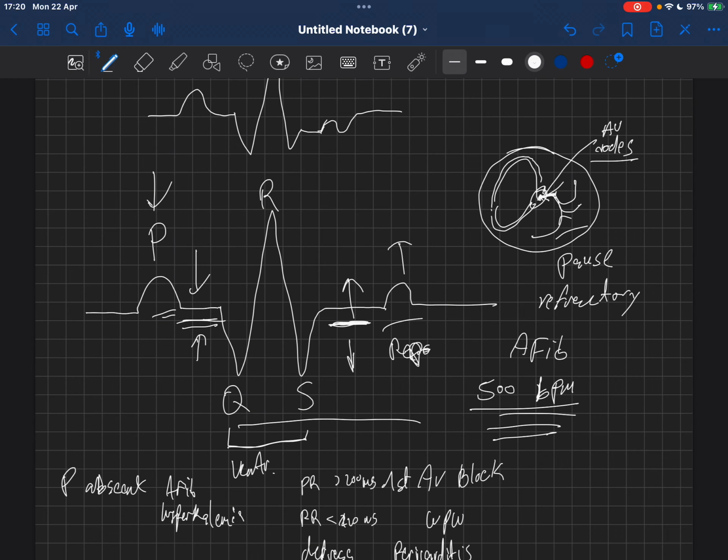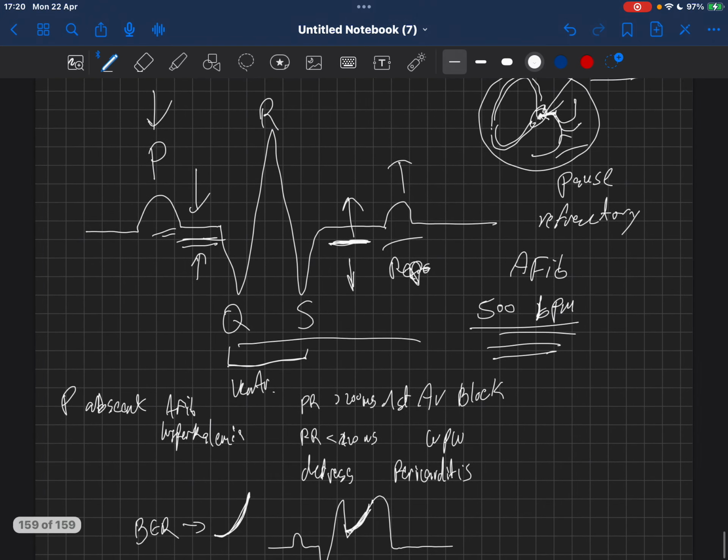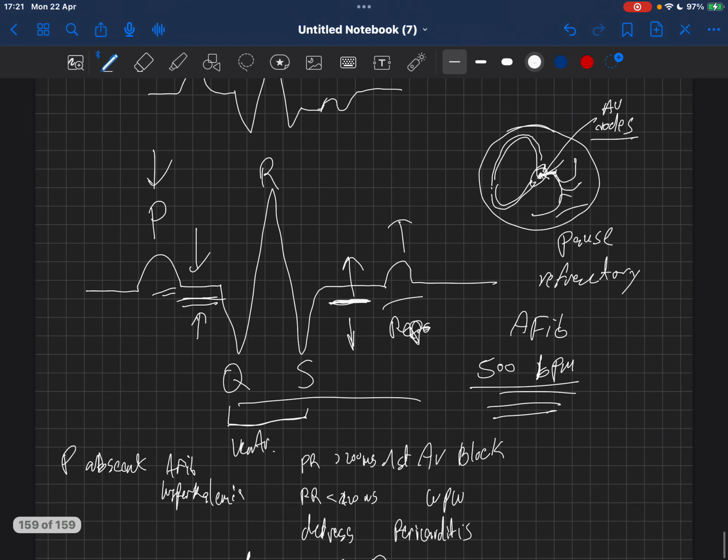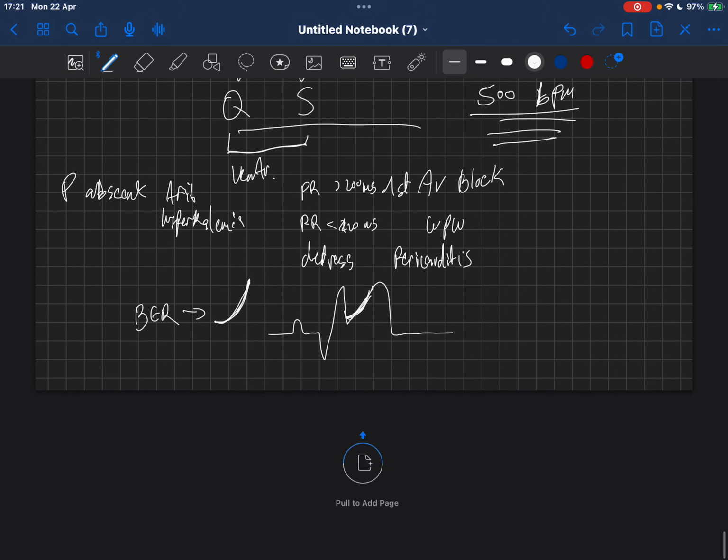Okay, we talked about the QT interval, which when it is prolonged can be related to sudden cardiac death. If you want, you can read about prolonged QT syndrome. We have the T wave, and I didn't talk about the T wave too much.